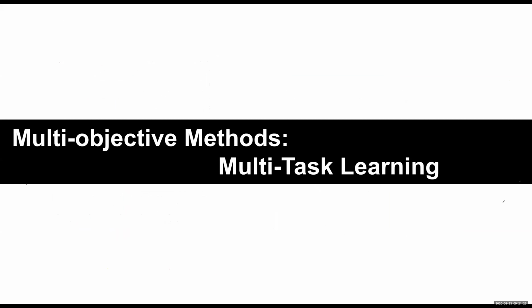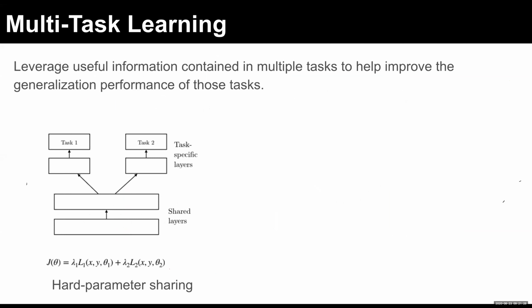Okay, so multitask learning. Multitask learning is pretty well known, in the sense that it's been fairly commonly used in a number of different domain areas, including computer vision, NLP, recommendation problems, search, and ranking as well. Multitask learning leverages useful information contained in multiple tasks, and it is used to help improve generalization across multiple tasks.